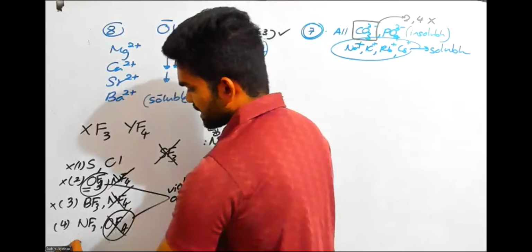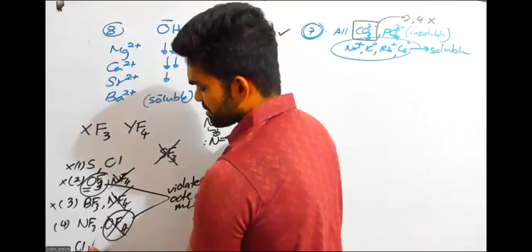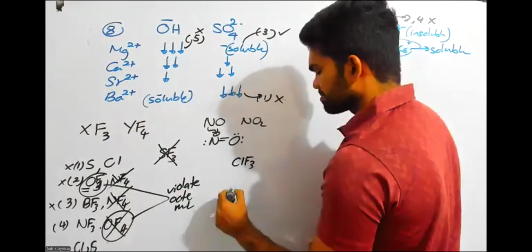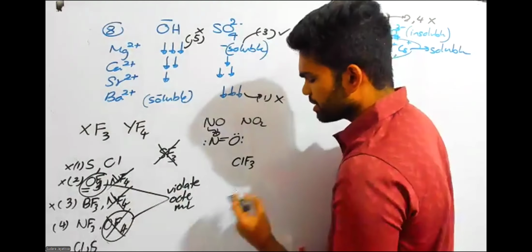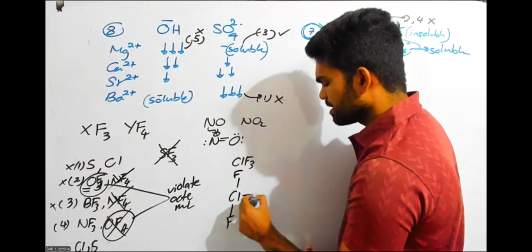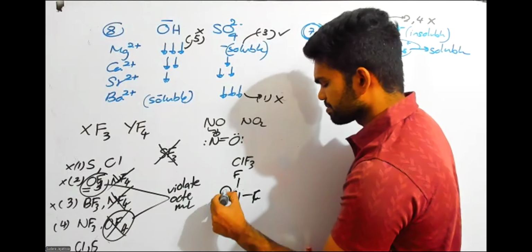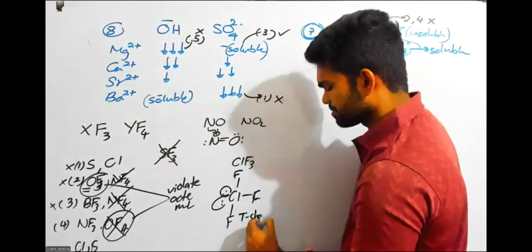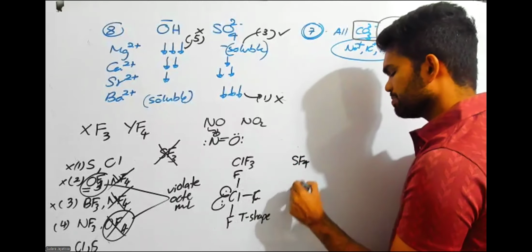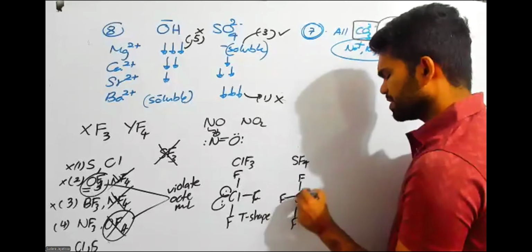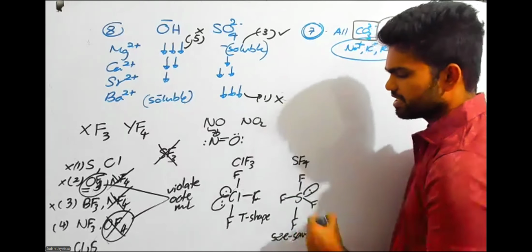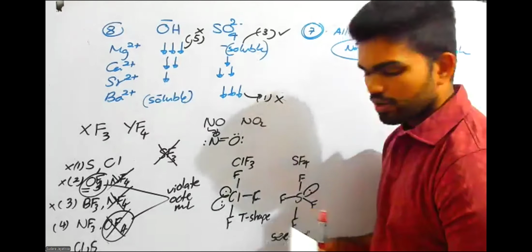Understood. So the only possible explanation is chlorine and sulfur. ClF3 is there. Remember we drew a similar molecule, BF3 or something, and ClF3 is a T-shaped molecule. And the other one is SF4. SF4 is a seesaw-shaped molecule. Remember, seesaw. So these two molecules actually exist. So the possible answer is chlorine and sulfur.